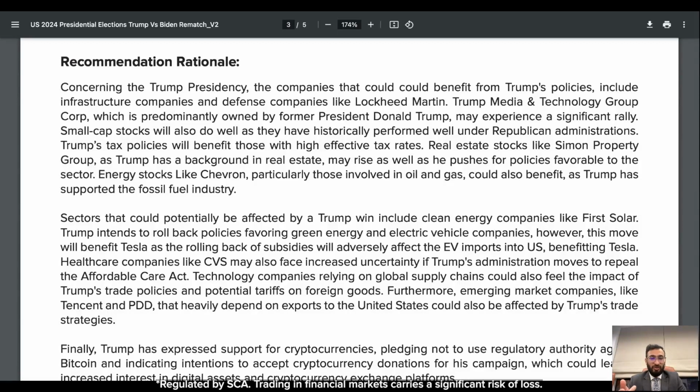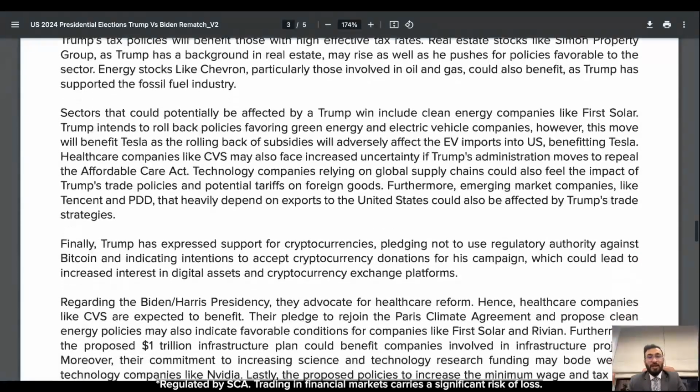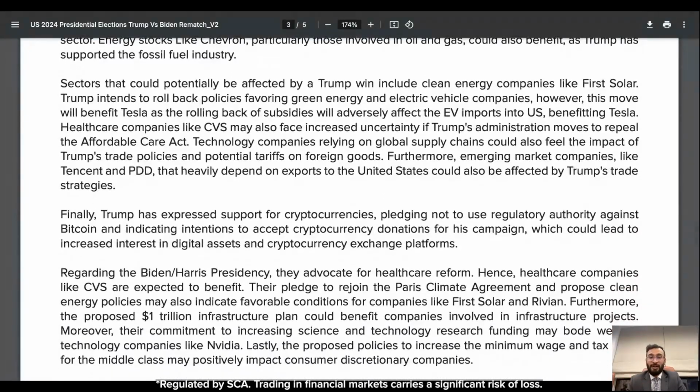Real estate stocks like Simon Property Group, because Trump has a background in real estate. So these kind of companies might also go up because the policies for real estate might become more favorable. Oil companies like Chevron, which are in oil and gas, could also benefit because Trump has supported fossil fuels in the industry. Sectors that could be affected in a negative way if Trump becomes president, we are talking about clean energy companies like First Solar. Trump does not favor green energy or EV companies.